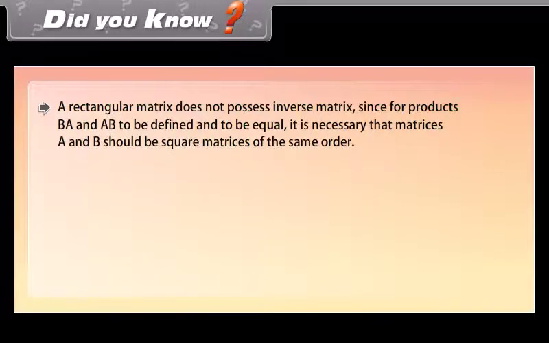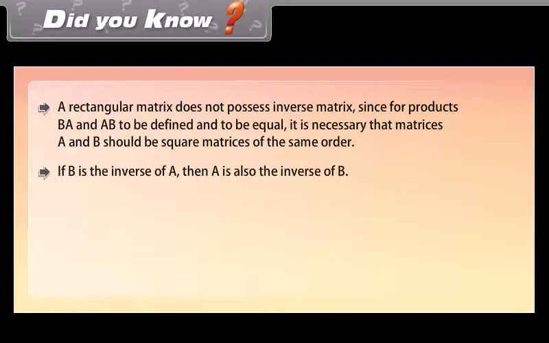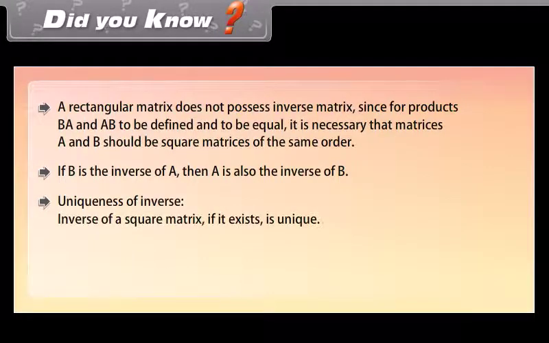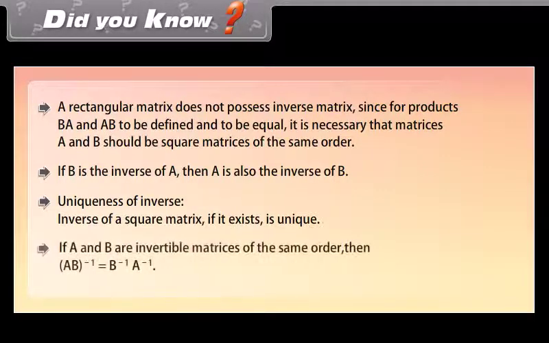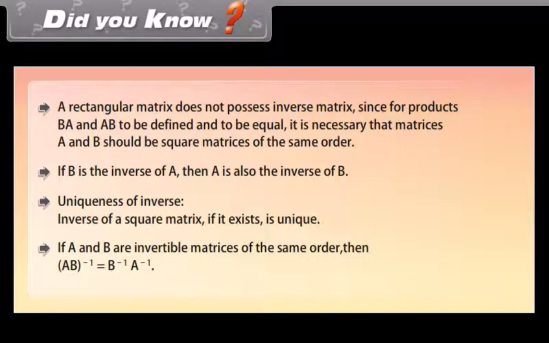Did you know? A rectangular matrix does not possess an inverse matrix, since for products BA and AB to be defined and to be equal, it is necessary that matrices A and B should be square matrices of the same order. If B is the inverse of A, then A is also the inverse of B. Uniqueness of inverse: the inverse of a square matrix, if it exists, is unique. If A and B are invertible matrices of the same order, then the inverse of AB is equal to the inverse of B times the inverse of A.